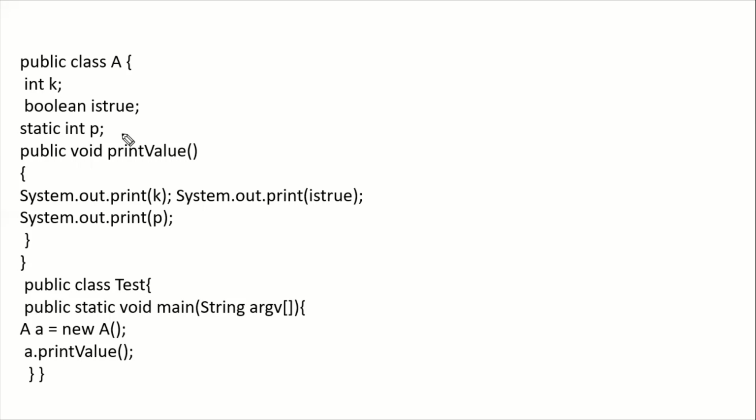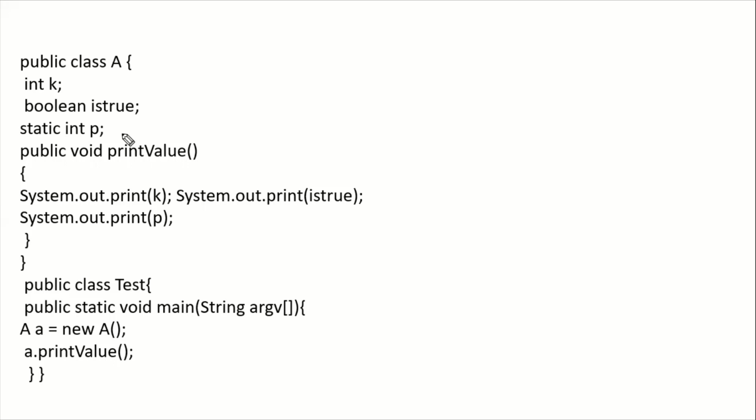So we have a method over here, and this is an instance method. And in the instance method, we can refer to both static variables and instance variables. So k is an instance variable, so this is valid. isTrue is an instance variable, this is valid. p is a static variable, so this is also valid.